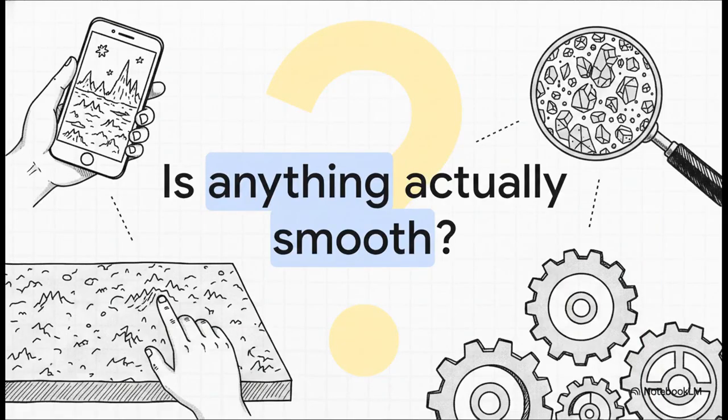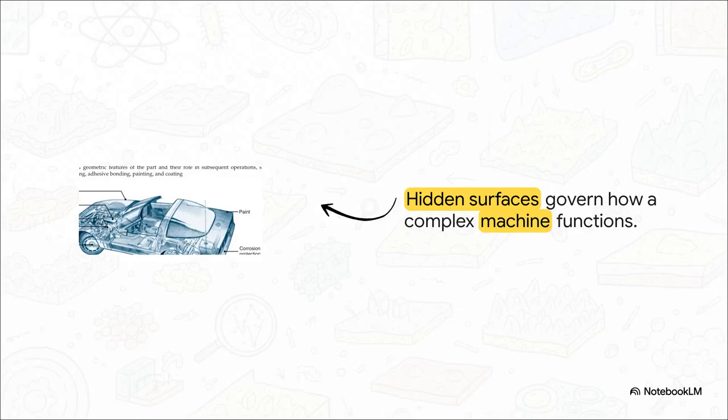Just look at your smartphone screen or run your hand over your desk. Is anything actually smooth? Well, what feels perfectly flat and seamless to your fingertips is in reality a total microscopic illusion. We're completely blind to this incredibly complex, chaotic terrain that literally dictates how almost everything in our manufactured world functions. Let's take an everyday object like a car.